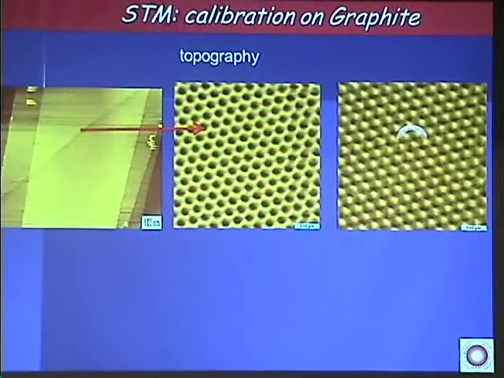Now this really puzzled us, because graphite doesn't look like this in STM. It actually looks like this. We can only see every other atom because of the stacking. So this was the first puzzle.